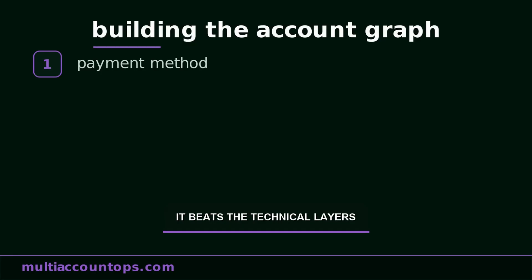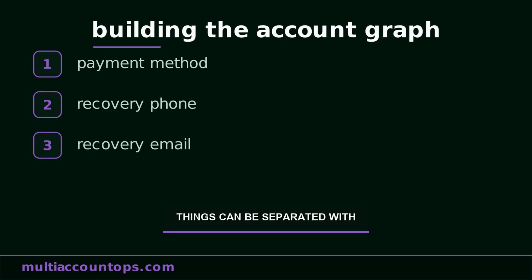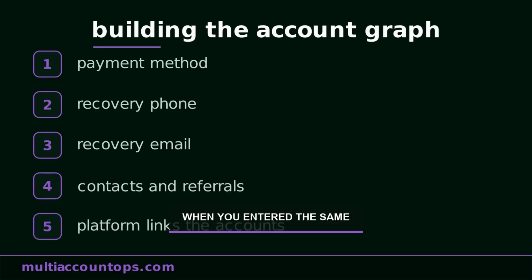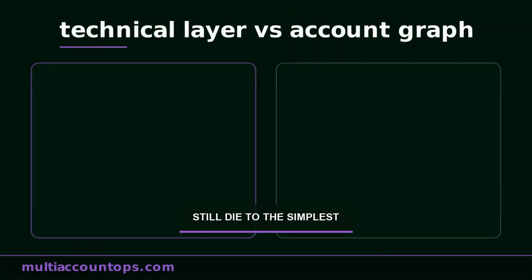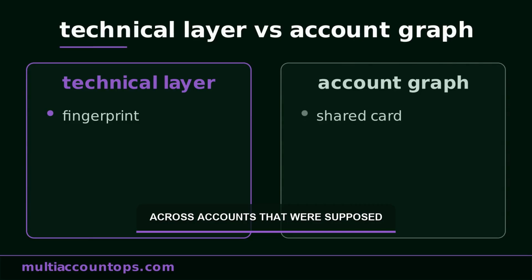Why it beats the technical layers? This is what makes the graph so dangerous. A shared fingerprint or a shared address is technical, and technical things can be separated with the right tools, but a shared card or a shared recovery number is a fact in the platform's database, a hard link it recorded when you entered the same detail twice. No antidetect profile reaches into the platform's records and unlinks two accounts that share a phone number. The graph sits above the whole technical stack, immune to it, which is exactly why the most sophisticated setups still die to the simplest mistake: reusing one boring detail across accounts that were supposed to be strangers.